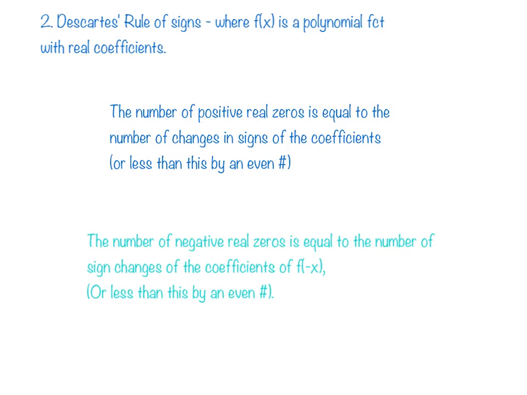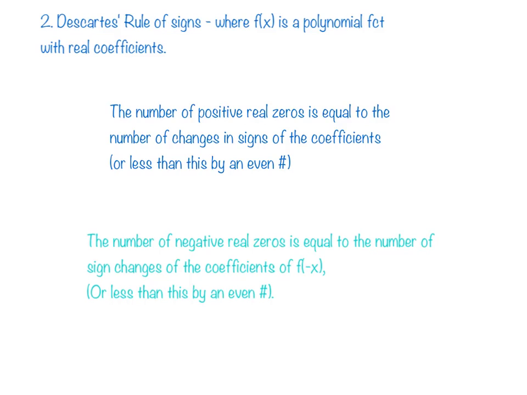Descartes' rule of signs is where we've got a polynomial function, f of x, and it has real coefficients, just like what we've been dealing with all along. We can actually start determining the possible types and number of each type of zeros that we're going to have based off of this rule. The number of positive real zeros is equal to the number of changes in signs of the coefficients, or it's going to be less than that by an even number.